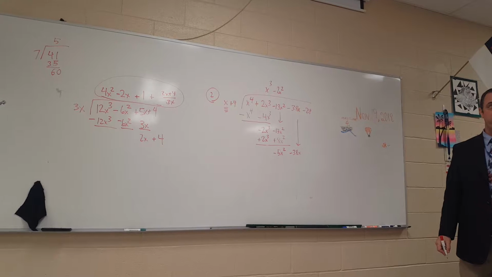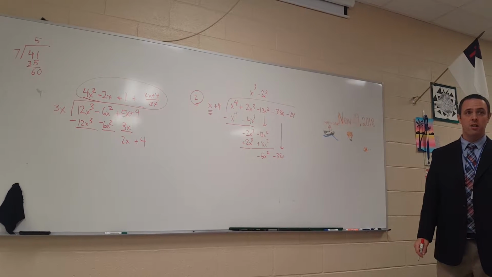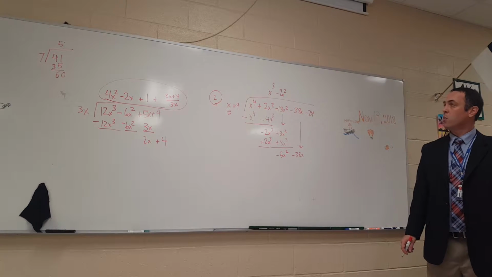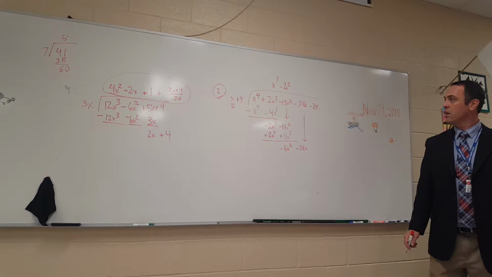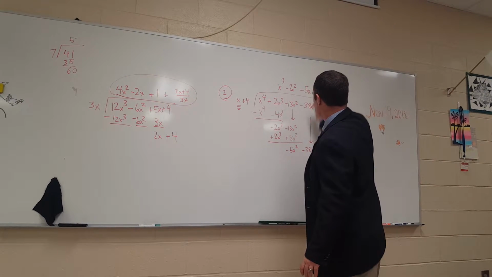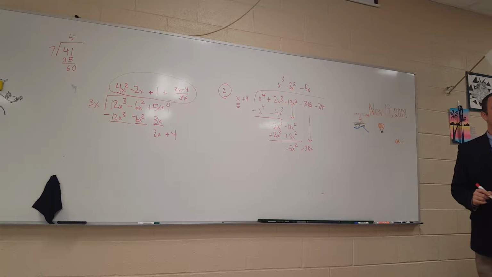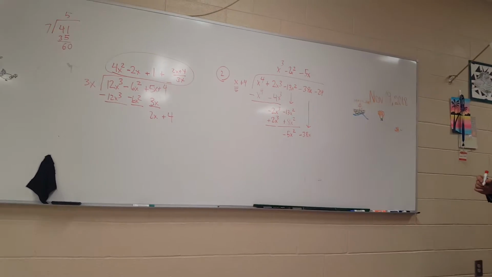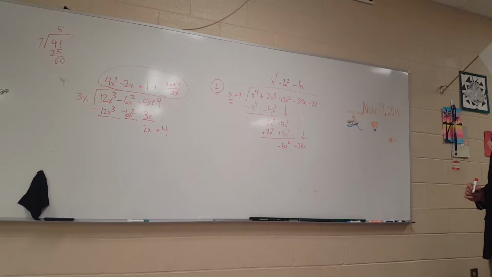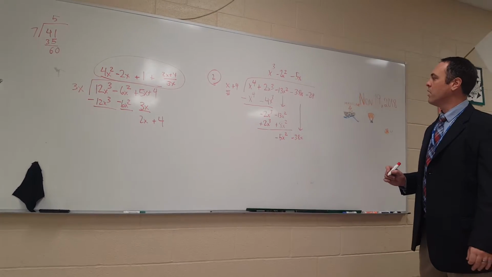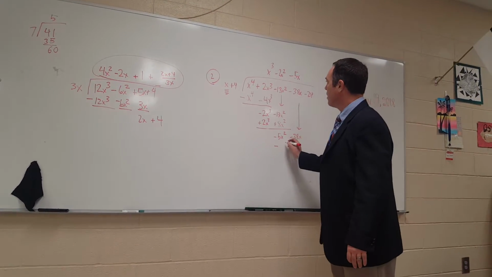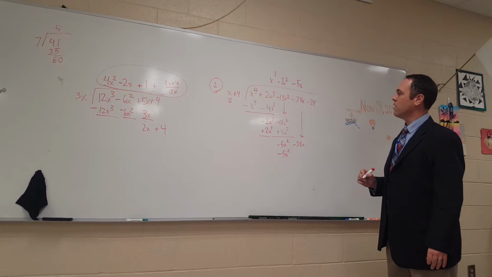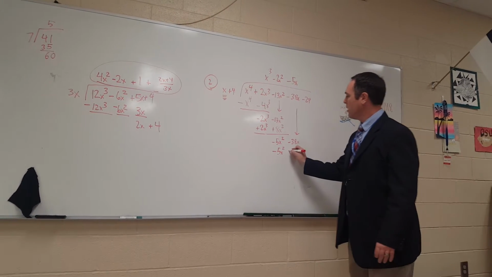All right, then what? Okay, negative 5x squared divided by x, which would be negative 5x. Very good. Now what do we do with that negative 5x? You multiply and distribute. So negative 5x times x equals negative 5x squared, and then multiply it by 4, which equals negative 20x.